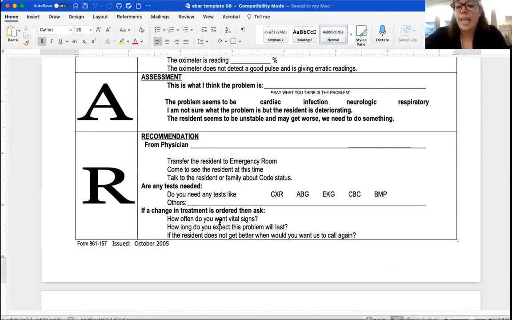Maybe they want to get some more recent labs. Maybe they want to get a chest x-ray. Maybe they want to start some breathing treatments or something like that. And you might be sitting here saying, oh my God, how am I supposed to recommend? I'm not the doctor. But with time, you'll start to learn what things may be wanted.